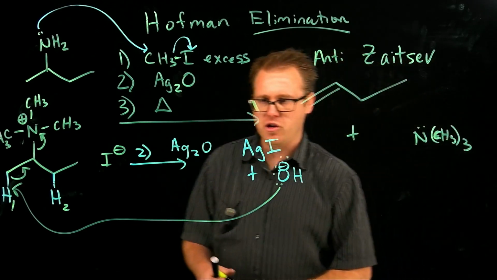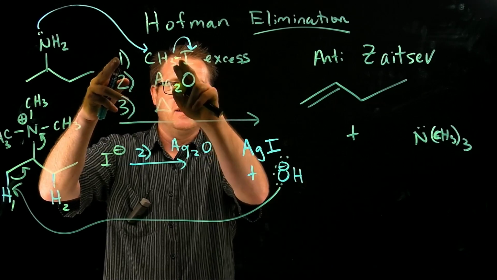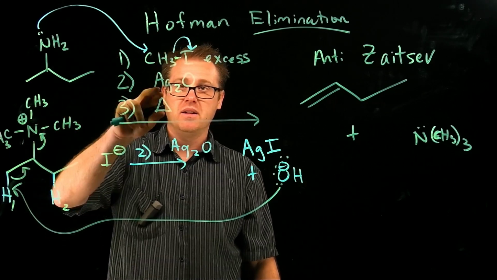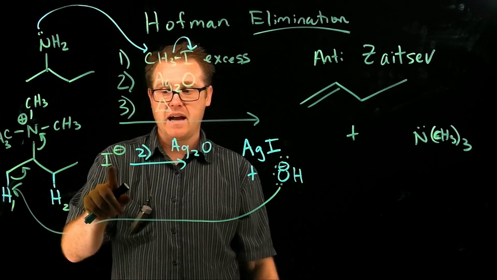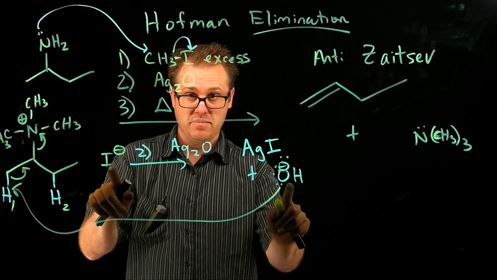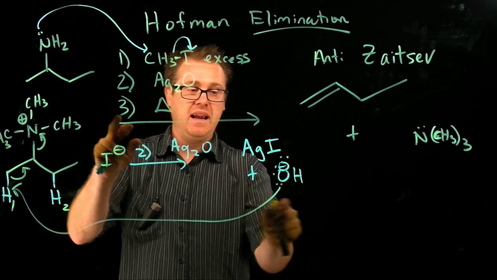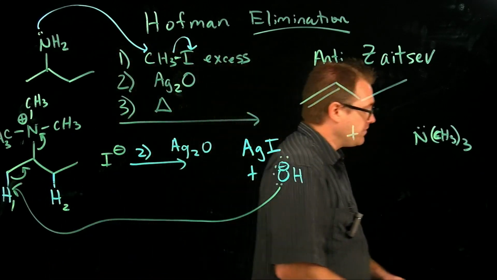So before we get to the Newman, let me just clarify one thing. Step 1 gets us the quaternary ammonium salt. Step 2, the silver oxide, is to just replace the iodide with an OH. And then step 3, by adding the heat, allows the hydroxide to come in and do the elimination.